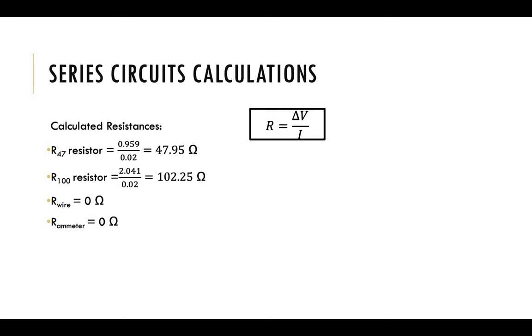The calculations for the series circuit model were to calculate the resistance for the 47 ohm resistor, the 100 ohm resistor, the wire, and the ammeter. I used the formula delta V over I, representing potential difference divided by current. For the 47 ohm resistor, I found that the actual resistance was approximately 47.95 ohms. For the 100 ohm resistor, it was calculated to be 102.25 ohms, and for the wire and the ammeter, the resistance was calculated to be 0 ohms.